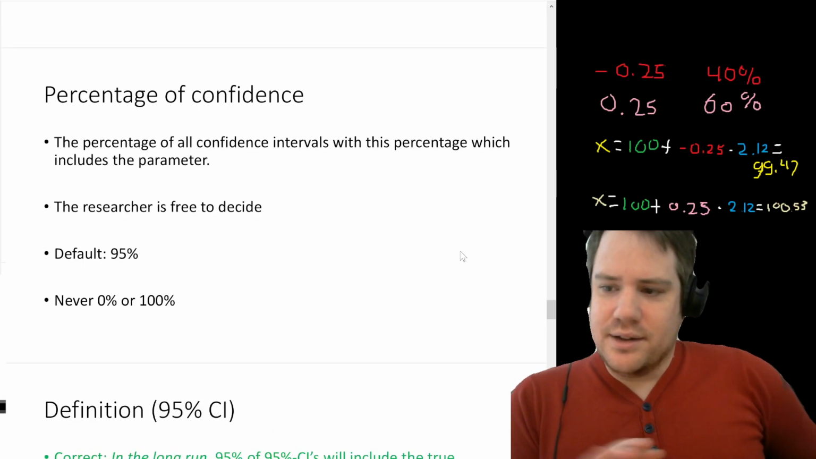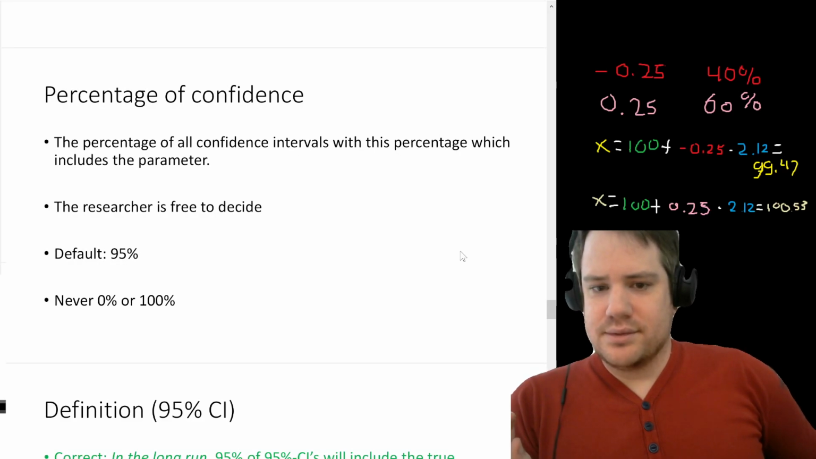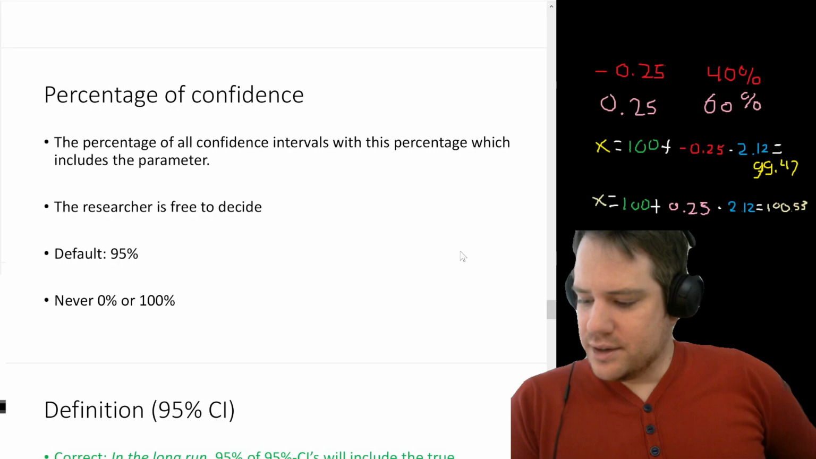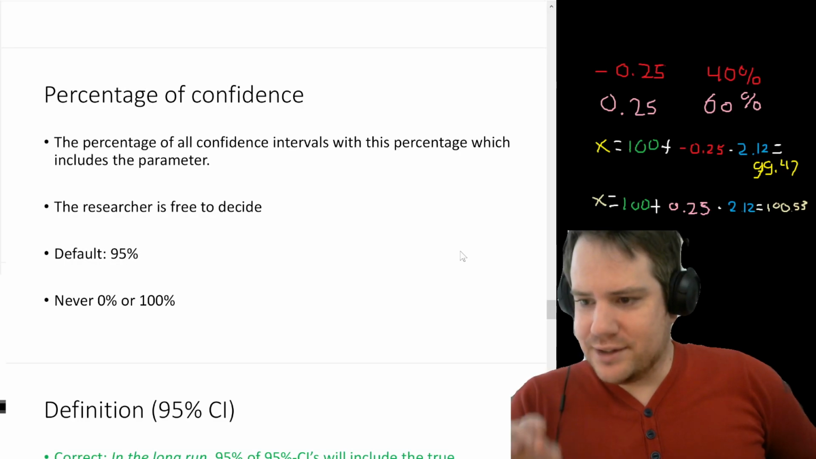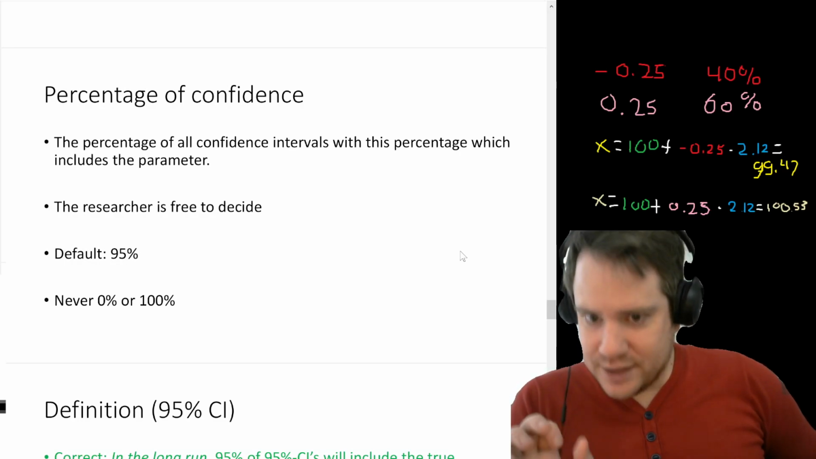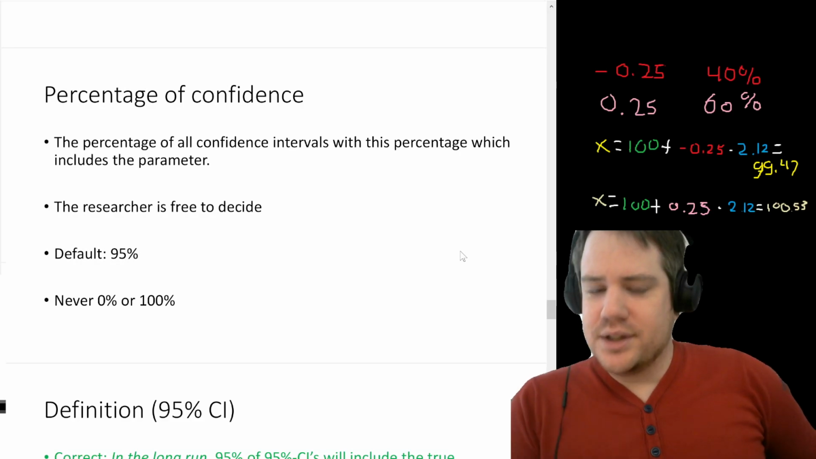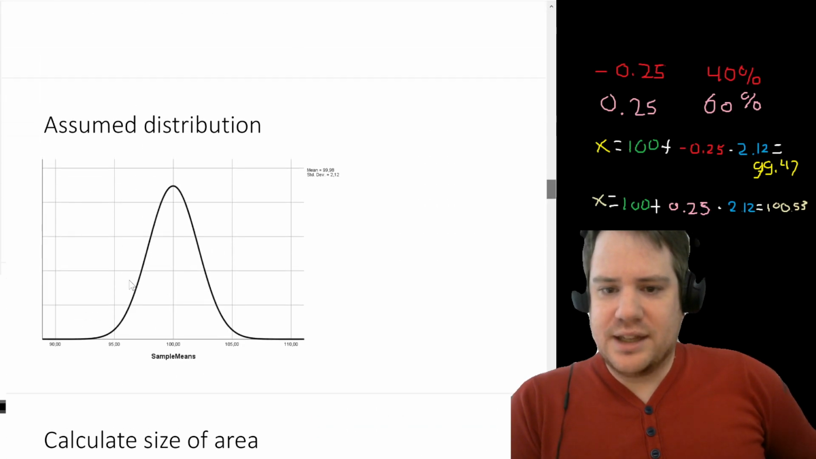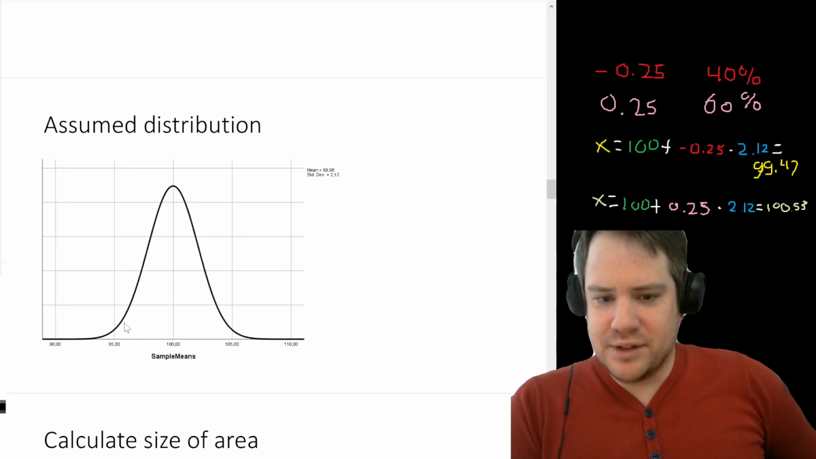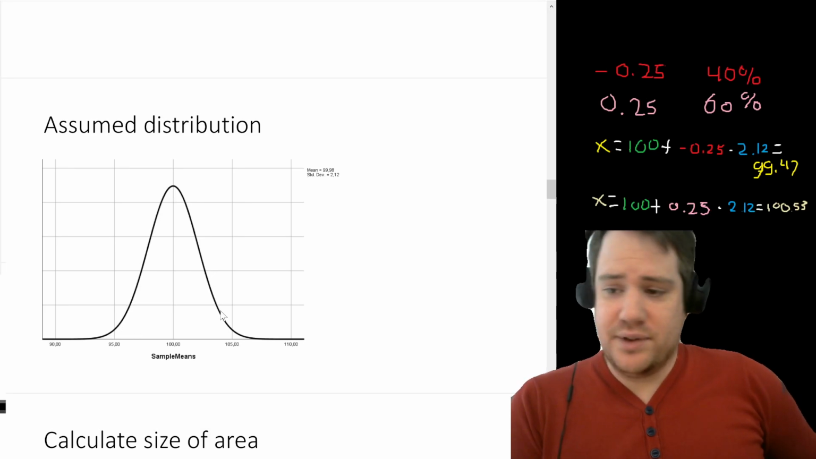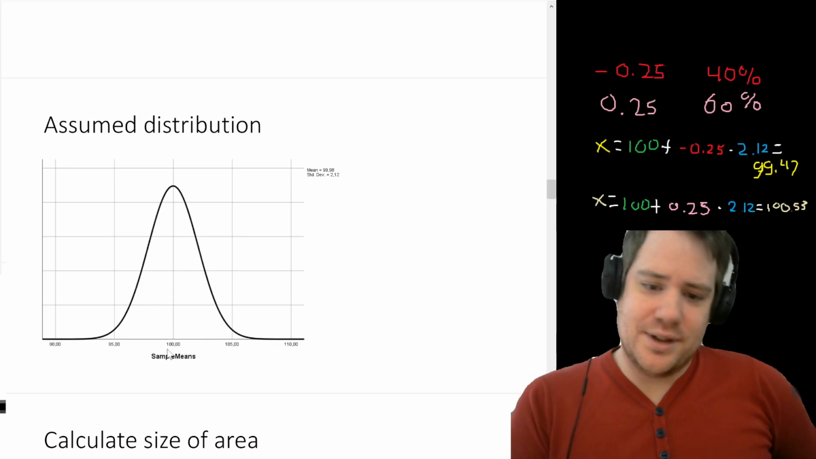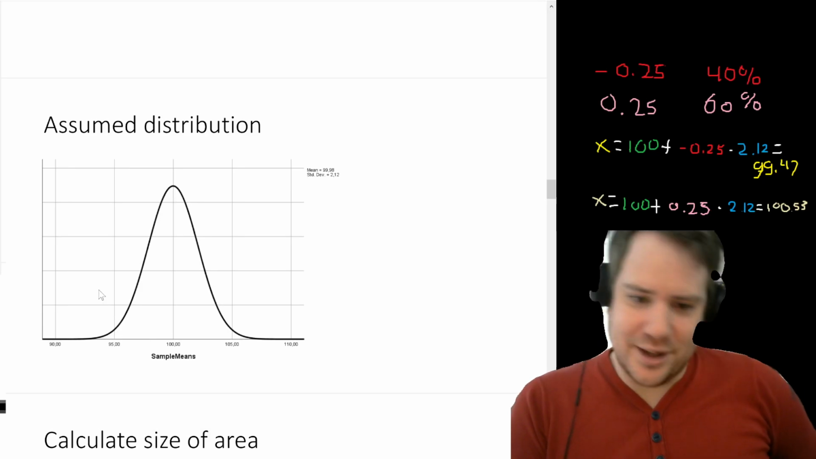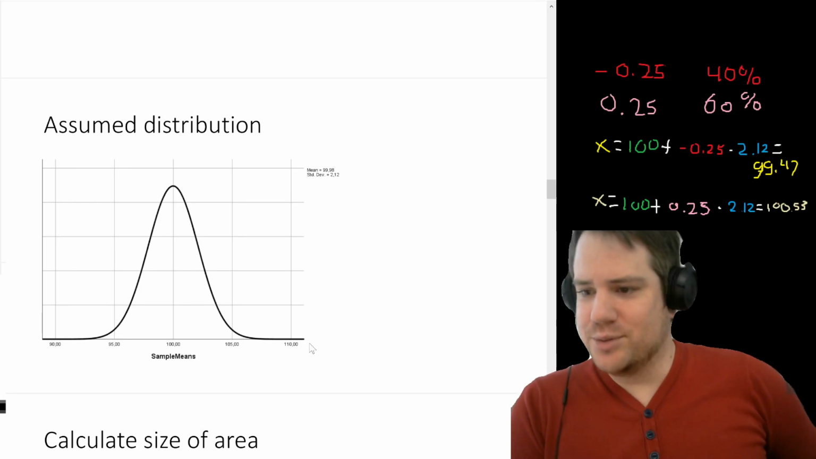We can pick different levels of confidence, and what the confidence level reflects is how much of that assumed distribution is included within the confidence interval. So for example, if the default is 95%, if you take a 95% confidence interval, you take the middle 95% of this distribution. If you take an 80% confidence interval, you take the middle 80% of the distribution. If you take 99%, you take the middle 99% of this distribution.